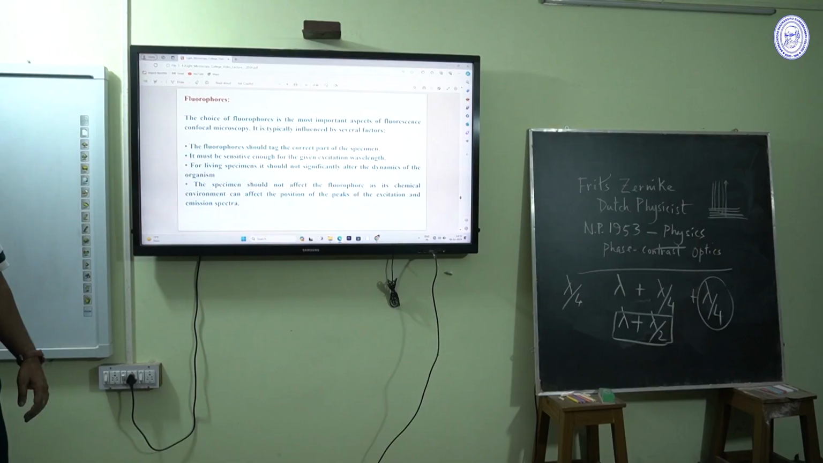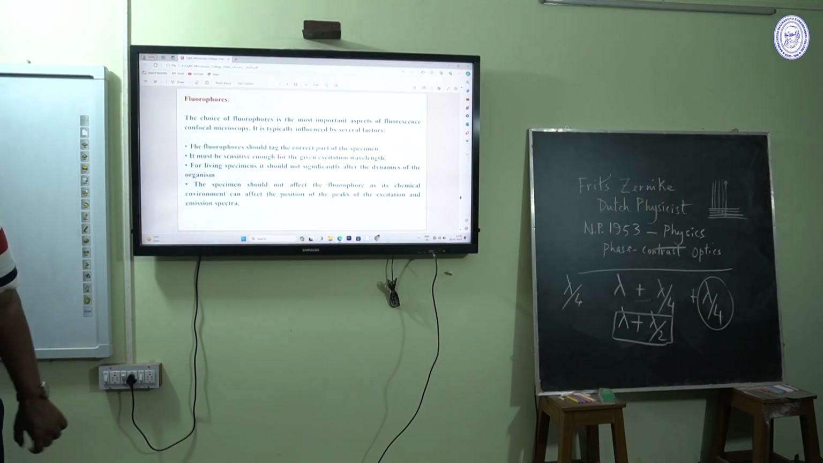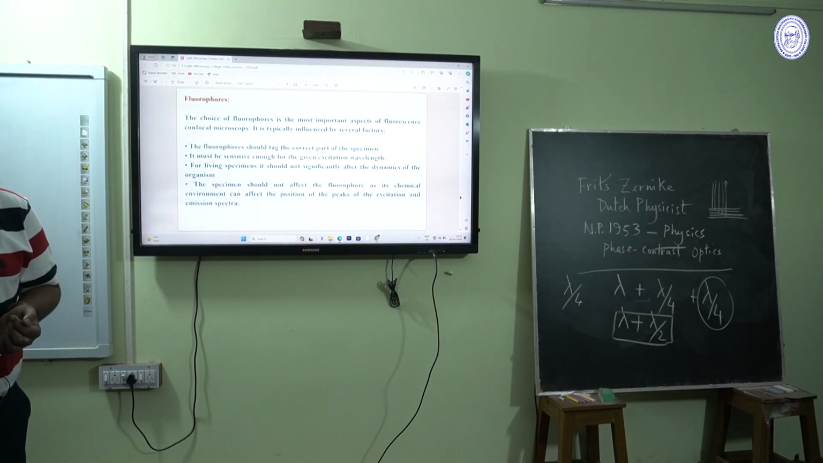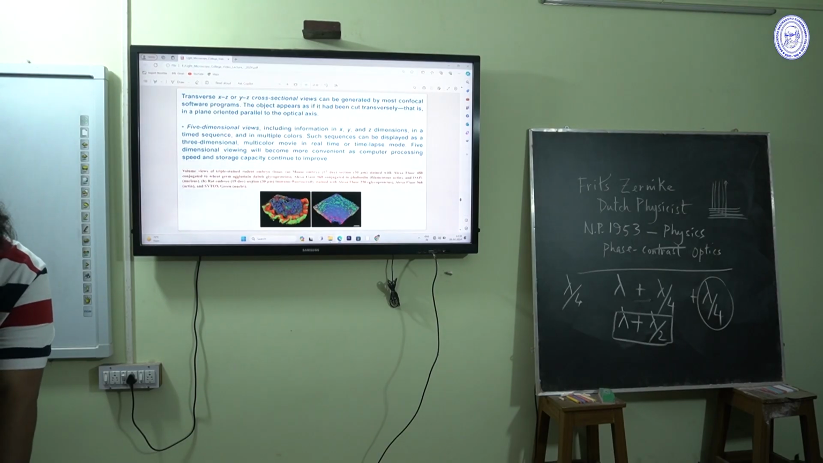And this is the same diagram in a simpler version. Fluorophores: the choice of fluorophores is the most important aspect of fluorescence confocal microscopy. It is typically influenced by several factors. The fluorophore should tag the correct part of the specimen. It must be sensitive enough for the given excitation wavelength. For living specimens, it should not significantly alter the dynamics of the organism. And fourth, the specimen should not affect the fluorophore, as its chemical environment can affect the position of the peaks of the excitation and emission spectra.